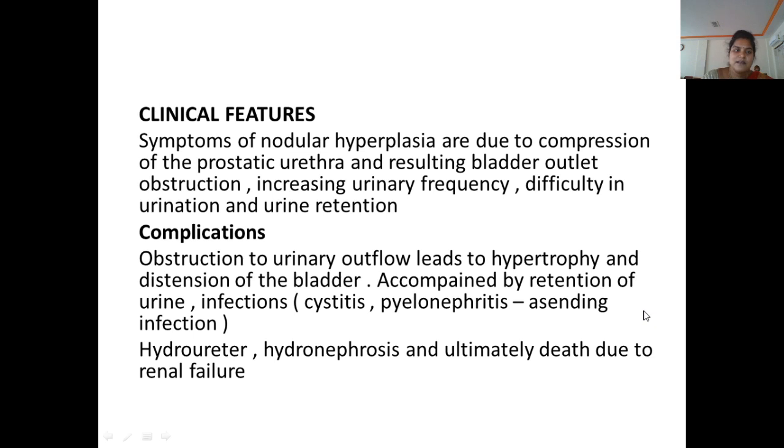These are the clinical features. The symptoms of nodular hyperplasia are due to compression of the urethra. Whenever there is a compression of the urethra, the bladder outlet becomes obstructed. Whenever there is an obstruction, there is increased urinary frequency, the patient may have difficulty in urination or urinary retention and infection, and the patient may face pain, discomfort and distension. All these symptoms can be seen because of this nodular growth.